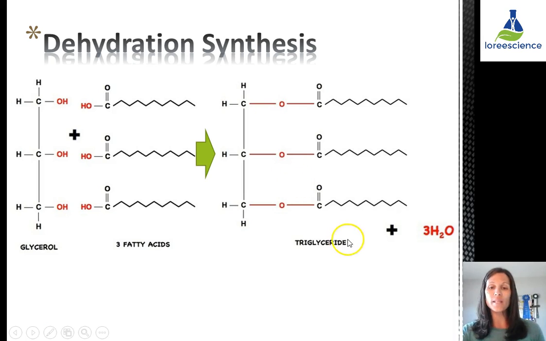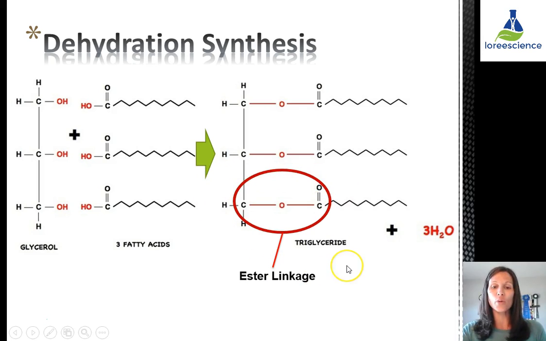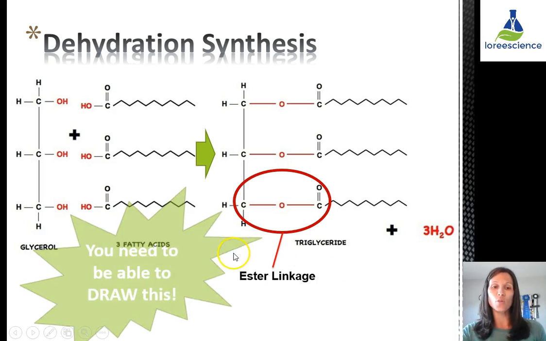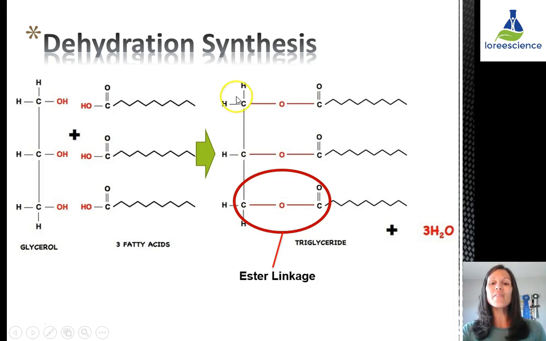And for each bond that is made, there is one water molecule, so a total of three water molecules produced. This type of bond is known as an ester linkage. You need to be able to draw this, so please make sure in your notes you can draw the glycerol backbone, the three fatty acids, and then the formalized triglyceride with the ester linkages.